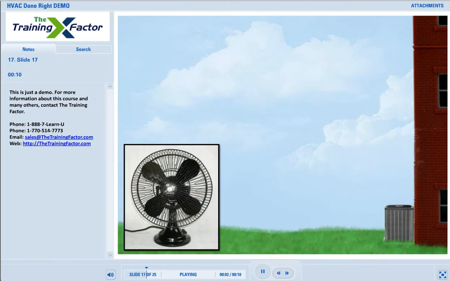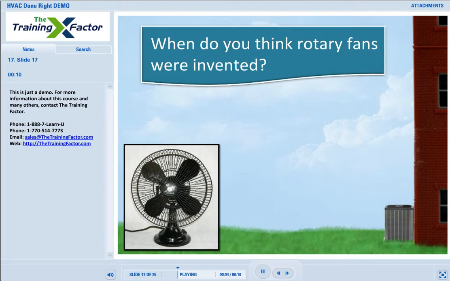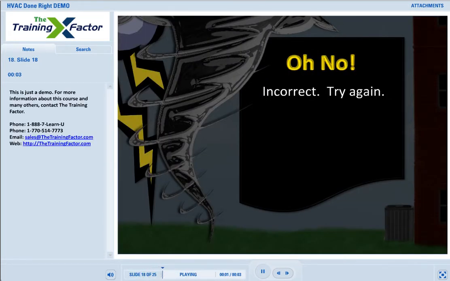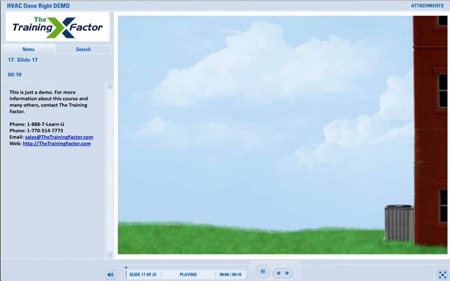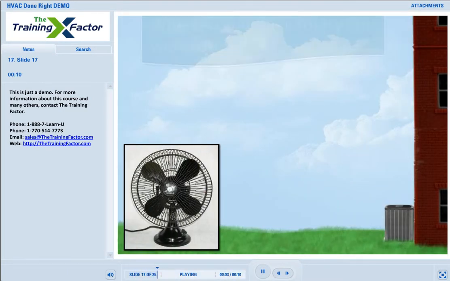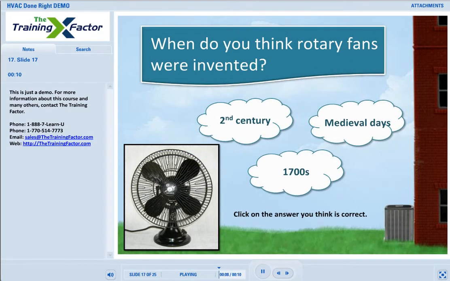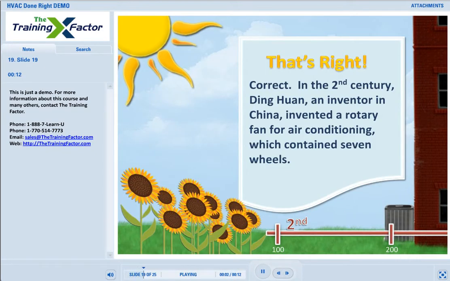Rotary fans added efficiency. When do you think rotary fans were invented? 2nd century, medieval days, 1700s. That's incorrect. Try again. That's correct. In the 2nd century, Ding Huan, an inventor in China, invented a rotary fan for air conditioning which contained 7 wheels.